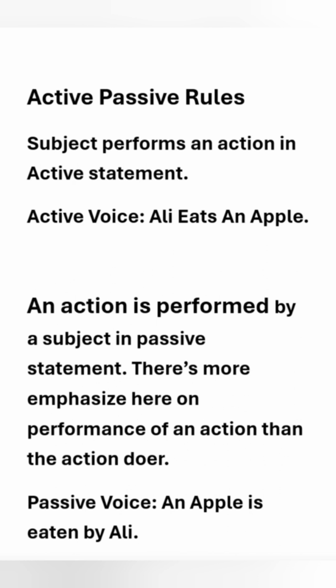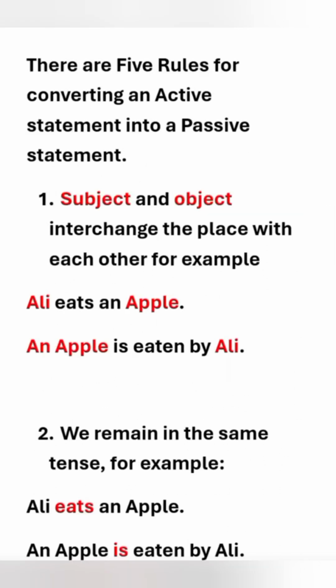And let's move forward. Now, here, there are 5 rules for converting an active statement into a passive statement. Rule number 1, subject and object interchange the place with each other. For example, Ali eats an apple changes into an apple is eaten by Ali. So you can see that Ali goes at the place of object, which is an apple, and an apple comes at the place of a subject, which is Ali.